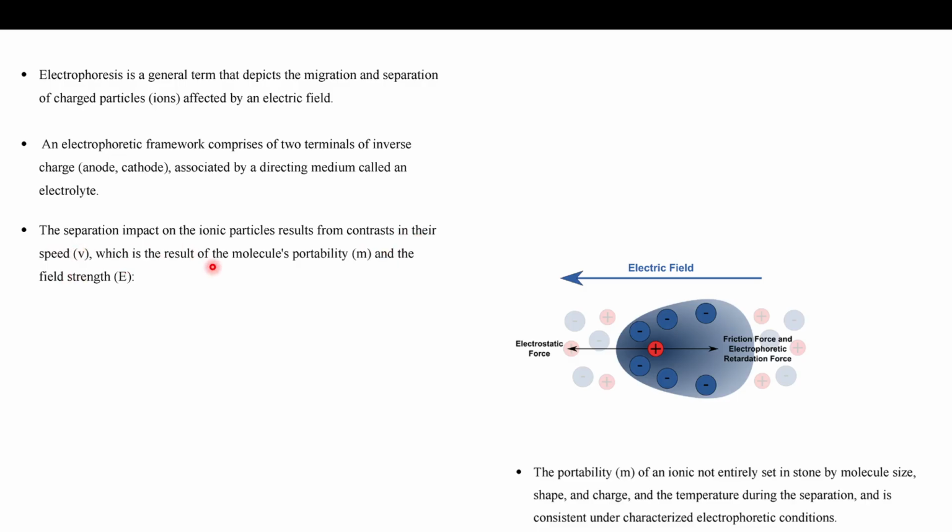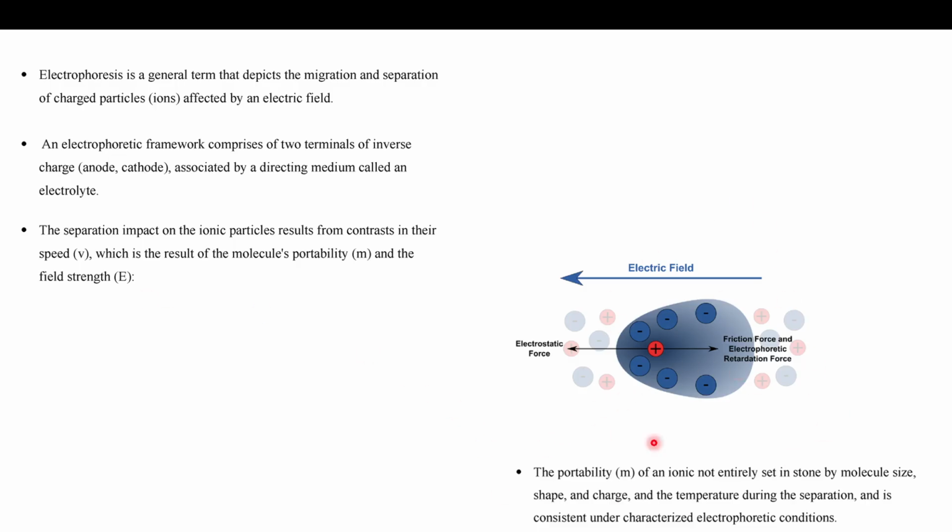The separation of the ionic particles results from differences in their velocity. Where does this come from? This depends on the mobility, mu, and the field strength, E. How strong is the applied electric field? The strength of the electric field is basically measured by the voltage that we apply while running the gel, whether it be SDS-PAGE or agarose, and also on the overall size and molecular weight of the biomolecule in question.